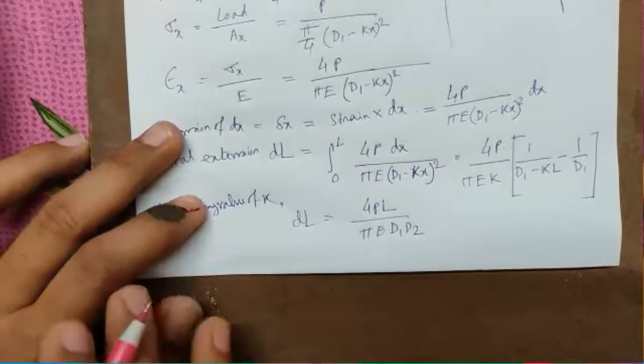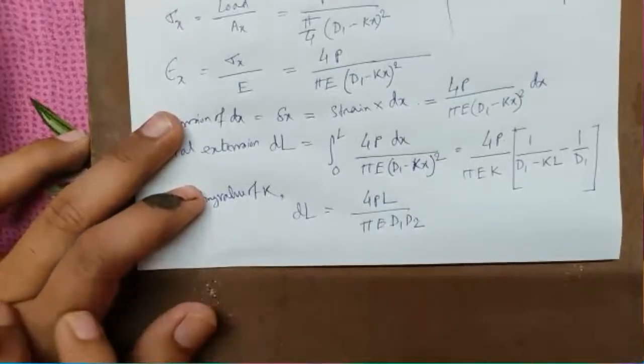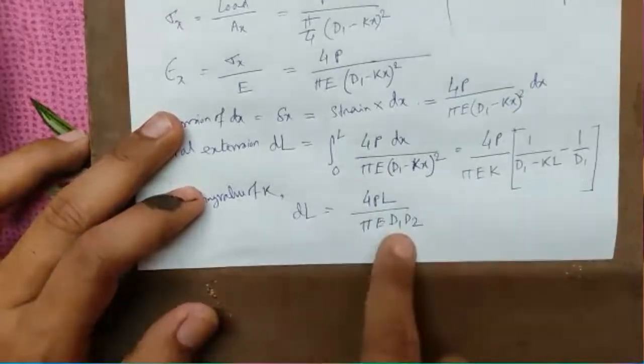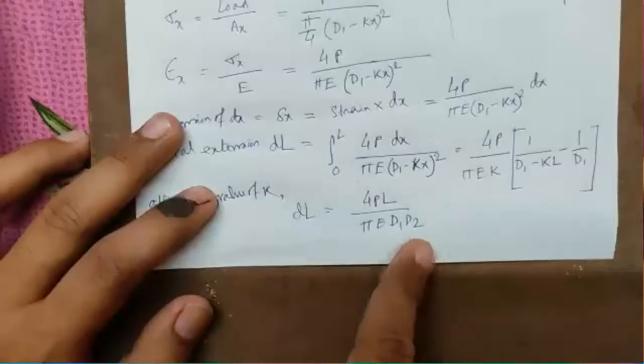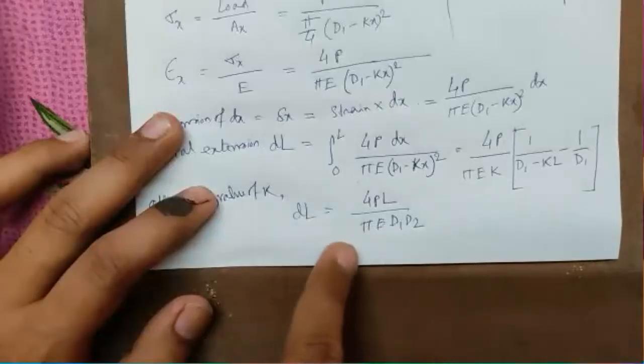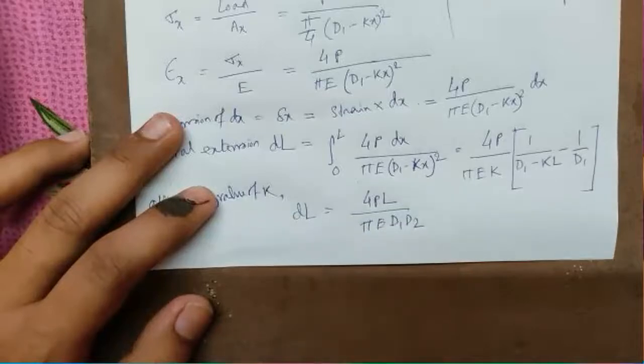Now if the rod is of uniform diameter, then d1 will be equal to d2, and as a result we will get the total elongation of the bar 4pl by pi e d square.